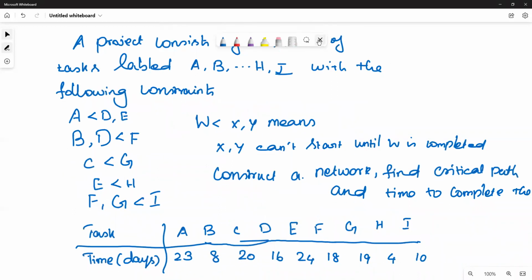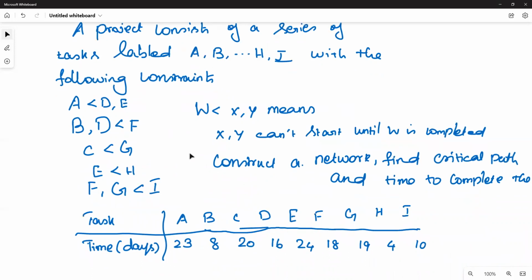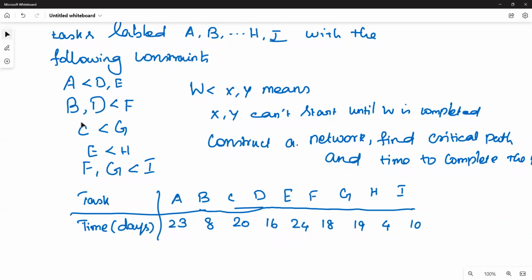Take this problem. A project consists of a series of tasks, namely A, B, C, D up to I, with the following constraints. The constraints are given like A less than D, E; B, D less than F; C less than G; E less than H; F, G less than I. What do all these mean?